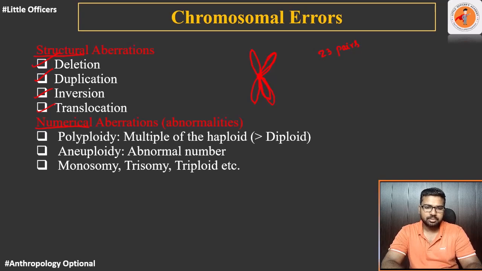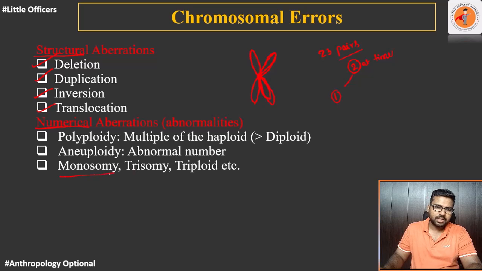Then comes your second category, numerical errors. Generally, you get chromosomes in pairs. That means 2 at a time. This is what we get. But suppose instead of 2, you are getting only 1. Then there is a numerical error. This kind of numerical error, generally we call it monosomy. Like a pair should be there, but instead of a pair, there is only 1. That kind of error is called monosomy. Then second, let's say instead of a pair, there are 3. That means one is extra. This condition is called trisomy.